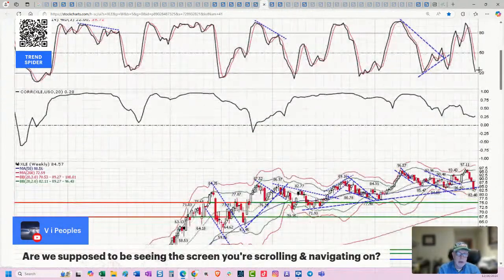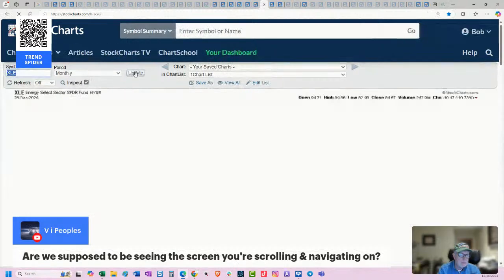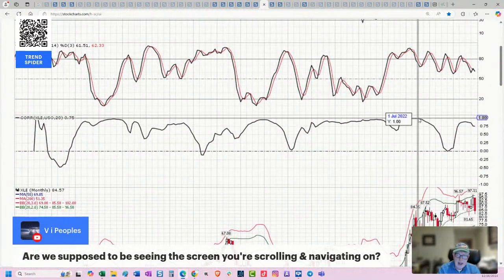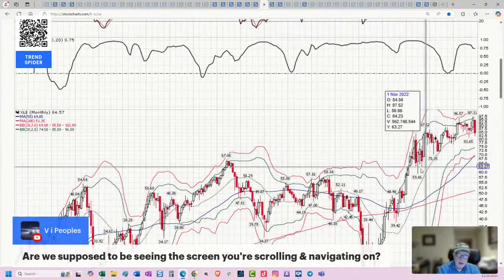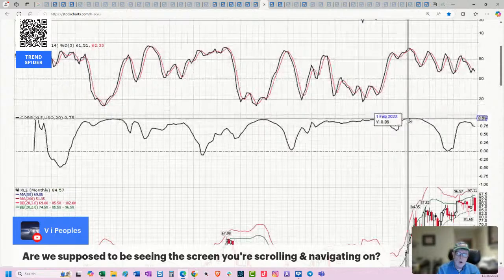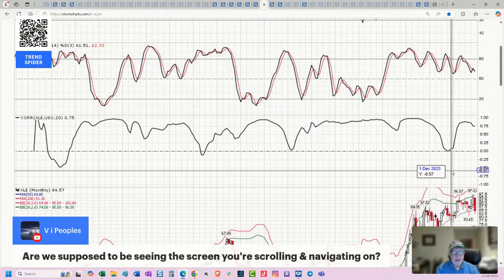So here's the correlation I was talking about. Weekly time frame. At current, we're not highly correlated, energy and oil, right? But historically, when you go back on a monthly time frame, you could see that when these are rallying, oil and energy stocks, their correlation is lockstep. So we're not seeing that yet.